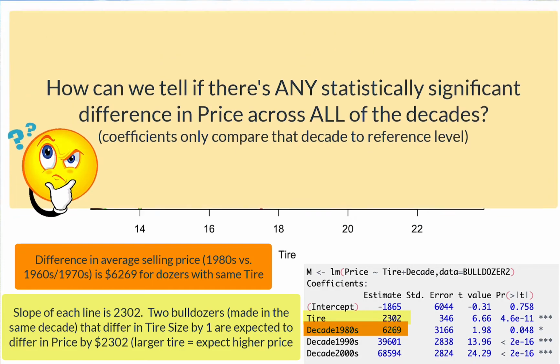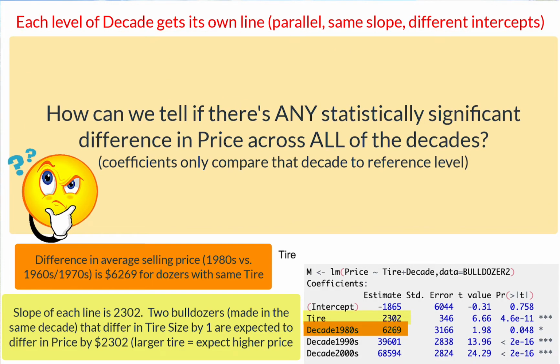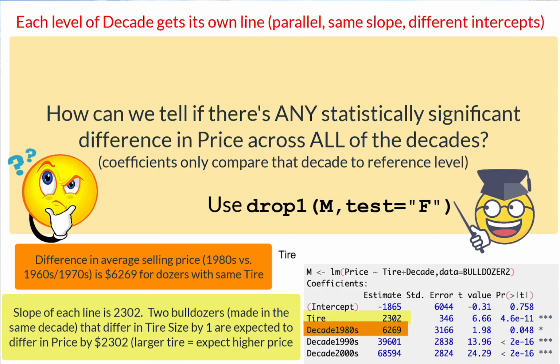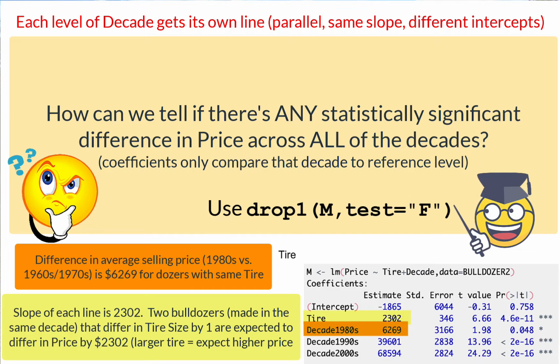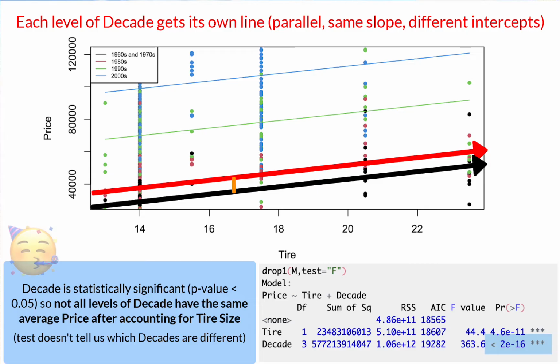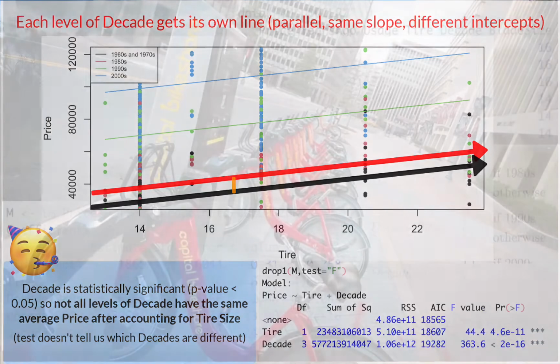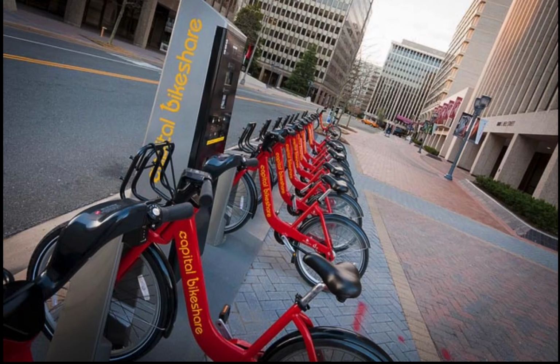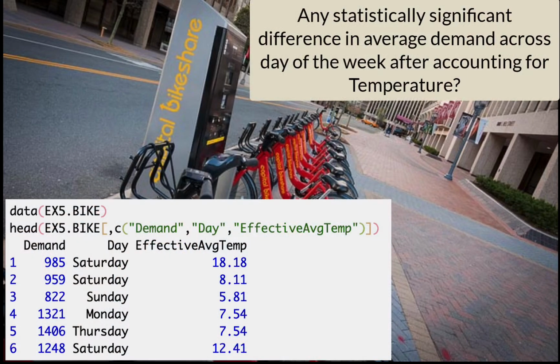Usually we'd like to know if there's any statistically significant difference in the average selling price across all the decades once we account for tire size. And that's where we were able to use that drop one function, that was the partial f-test, determining if we could drop the set of indicator variables representing our categorical variable. So in this case, decade is statistically significant in this model predicting the selling price of a bulldozer from tire and decade.